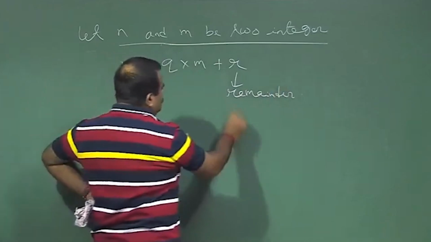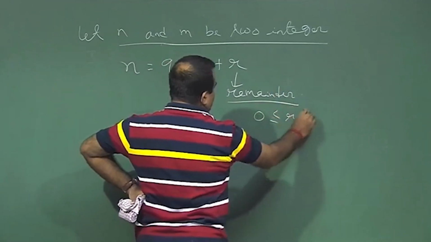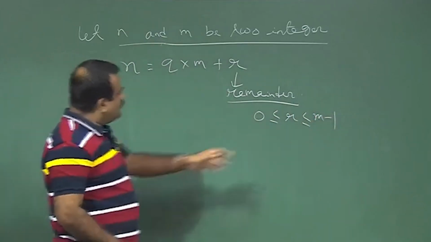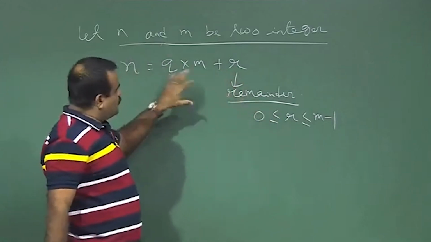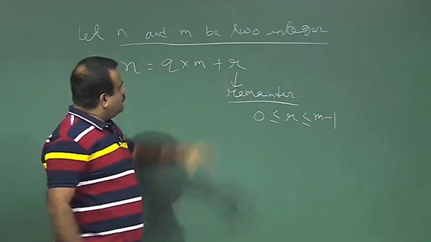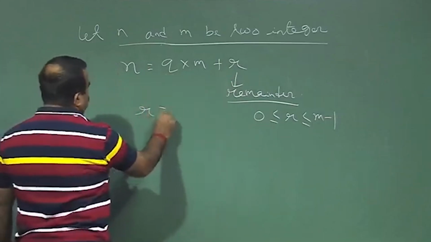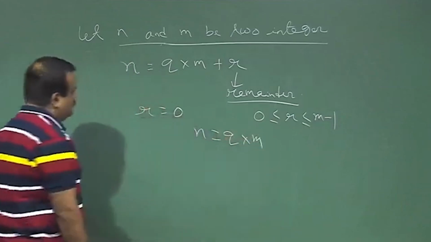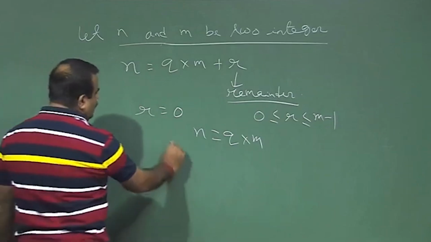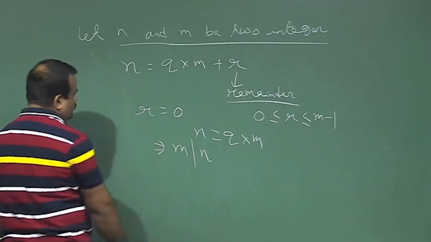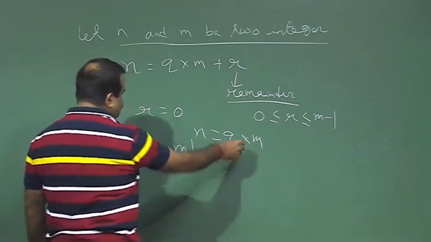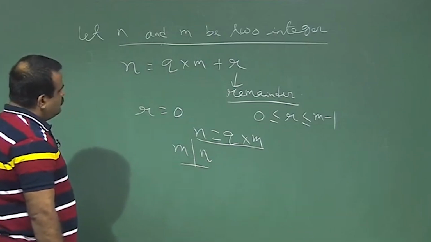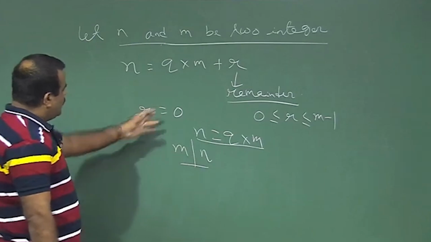And this r always lies between 0 and m minus 1, that is 0 less than or equal to r less than or equal to m minus 1, because if r is greater than m, then q will be q plus 1, we will divide once more like this. And if r is 0, then basically n is equal to q into m. So, that means we say m divides n. So, that means m is a factor of n if r is equal to 0.